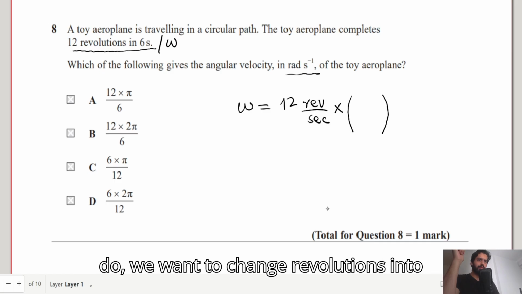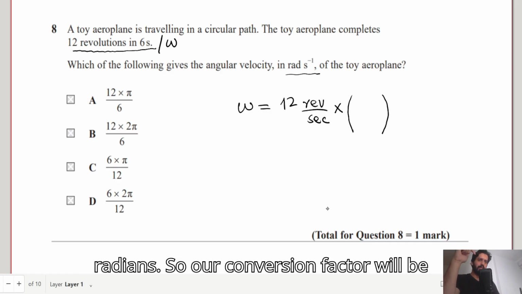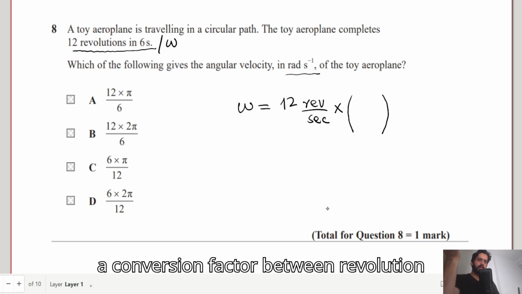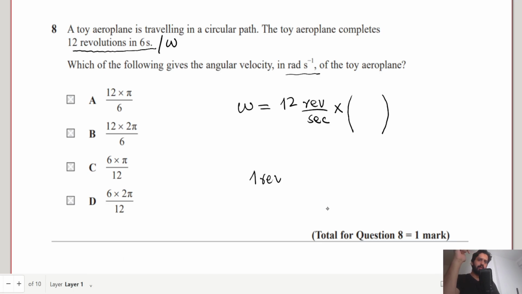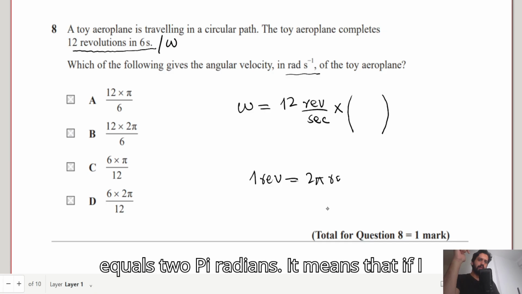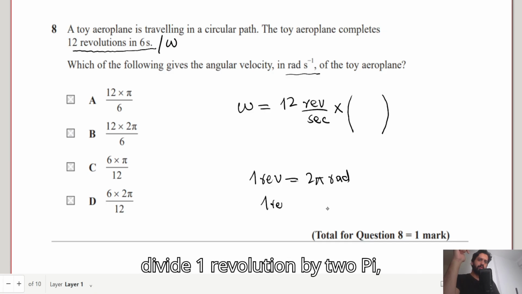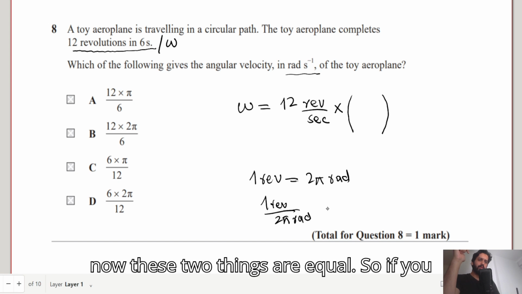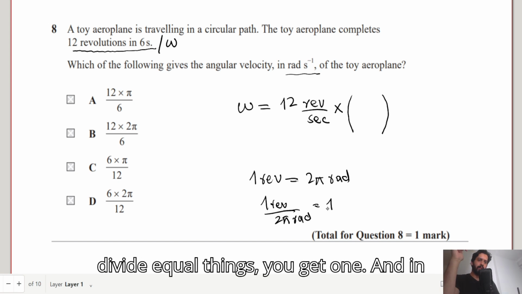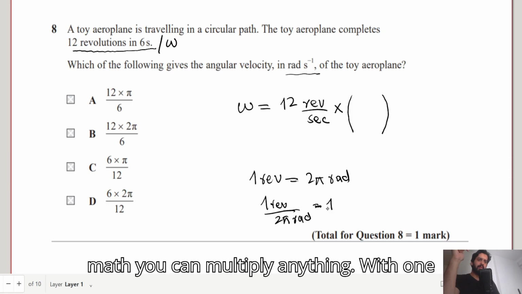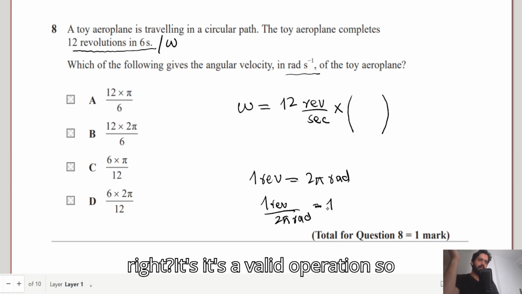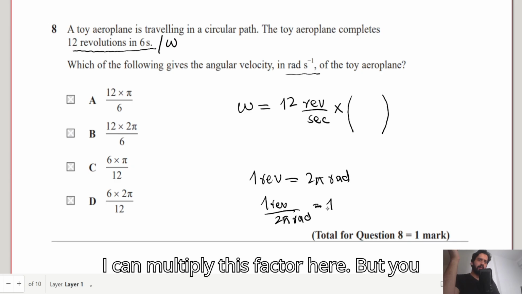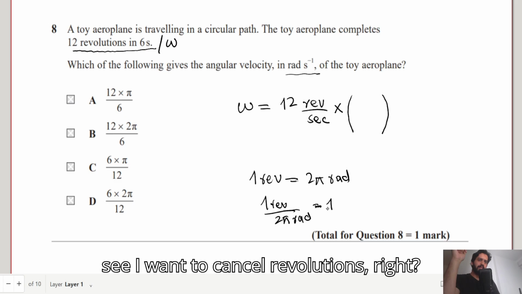So what we do, we want to change revolutions into radians. So our conversion factor will be a conversion factor between revolution and radian. We know that 1 revolution equals 2 pi radians. It means that if I divide 1 revolution by 2 pi radians, now these two things are equal. So if you divide equal things, you get 1. And in math, you can multiply anything with 1, right? It's a valid operation. So I can multiply this factor here, but you see, I want to cancel revolutions, right?